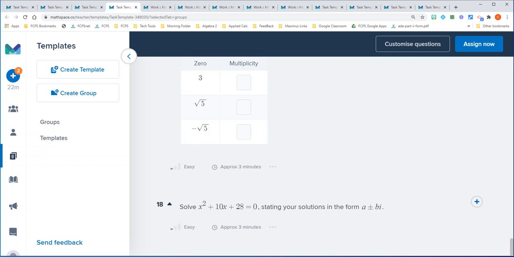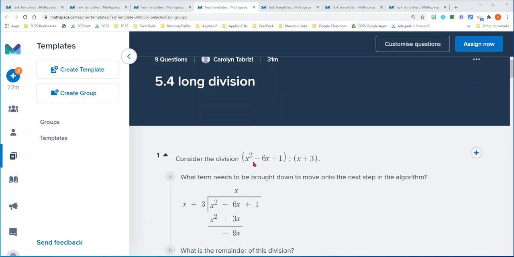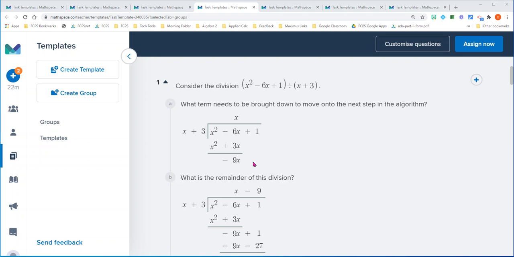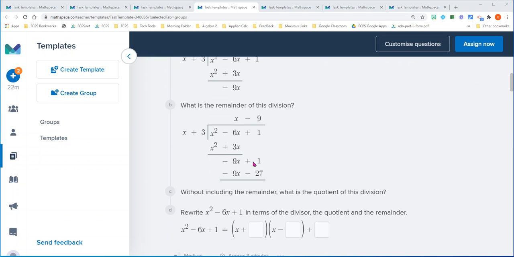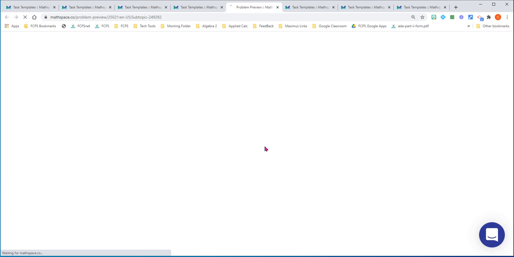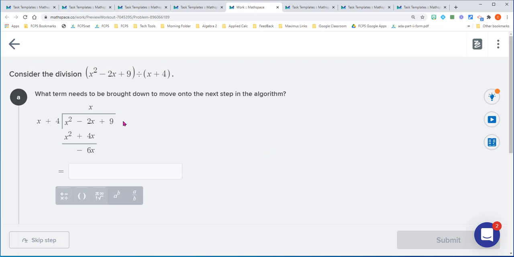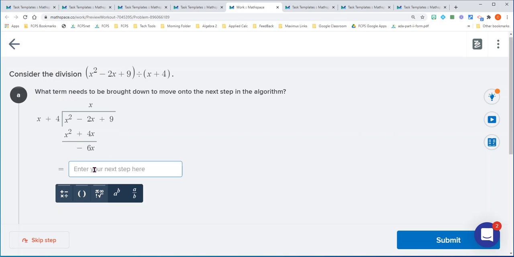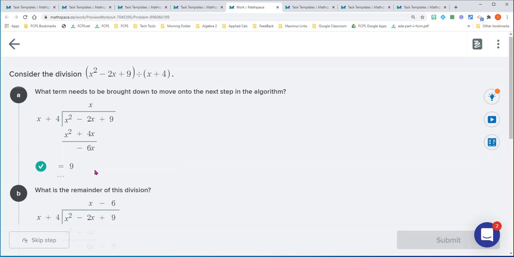And let's go ahead and try the next couple questions. All right, let's go ahead and do some long division questions. Now there were some questions here, so I'm going to just go ahead and do a few of them, and we'll see what happens. What term needs to be brought down to move on into the next step? The 9 needs to be brought down.